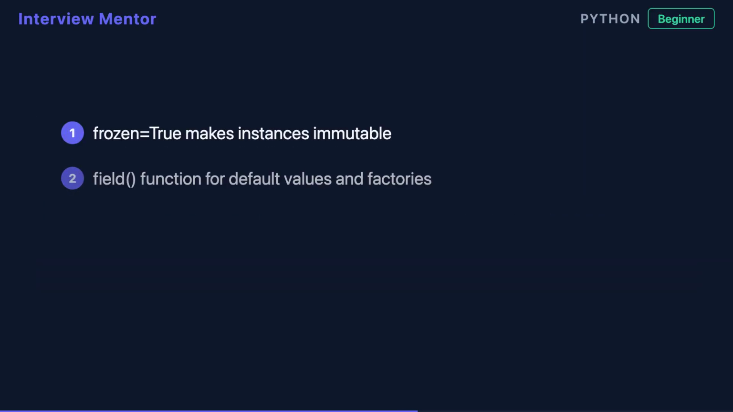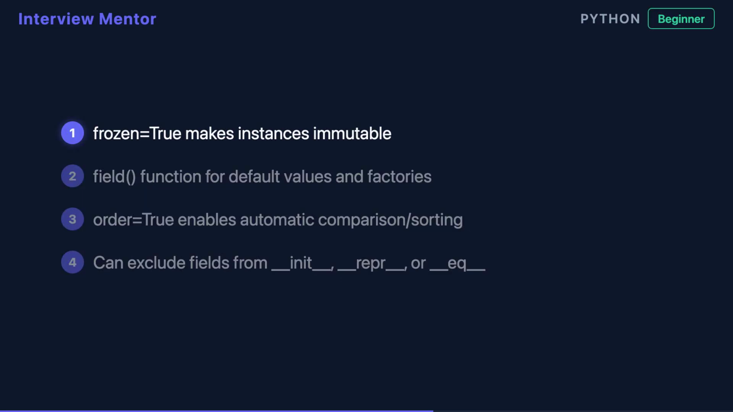Data classes also support advanced features. Set frozen=True to make instances immutable after creation. Use the field function to specify default values, default factories, or exclude fields from certain generated methods. You can even enable automatic ordering methods so instances can be sorted. It's a surprisingly powerful tool for such a simple concept.